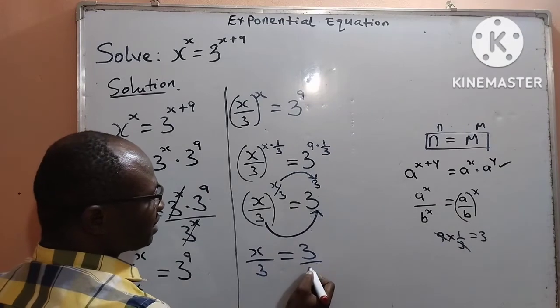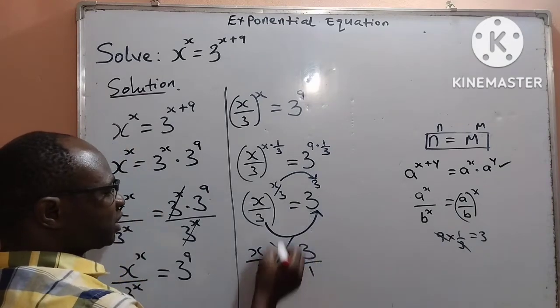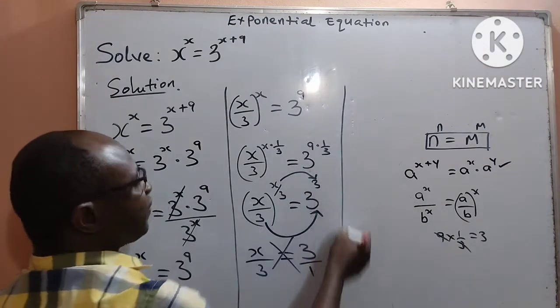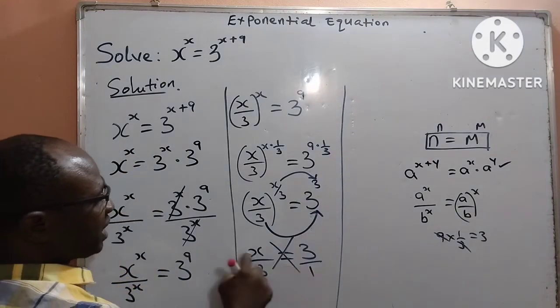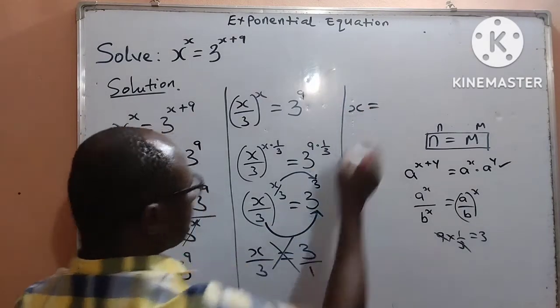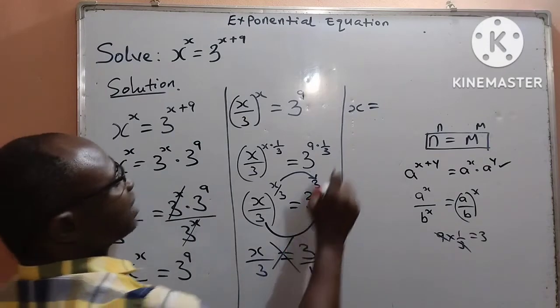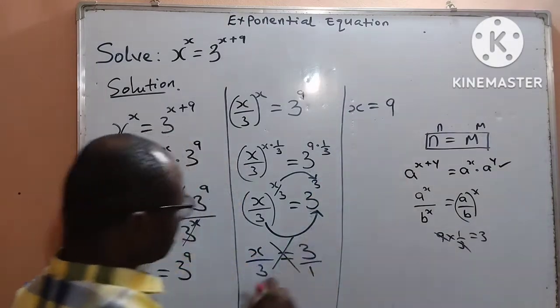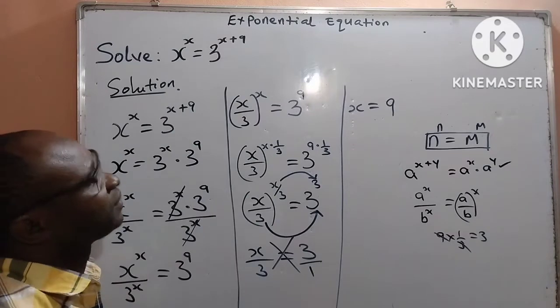And I can write 3 over 1 and then cross multiply to get the value of x. 1 times x is x, equal to 3 times 3, which is 9. That is cross multiplication.